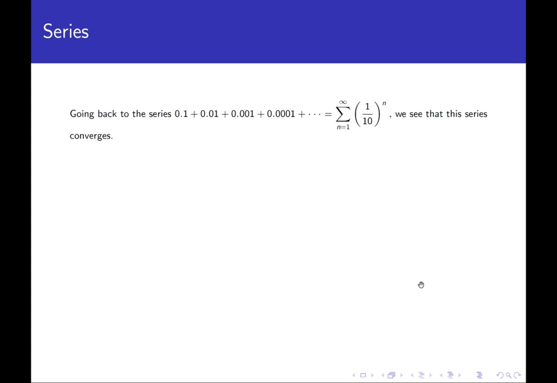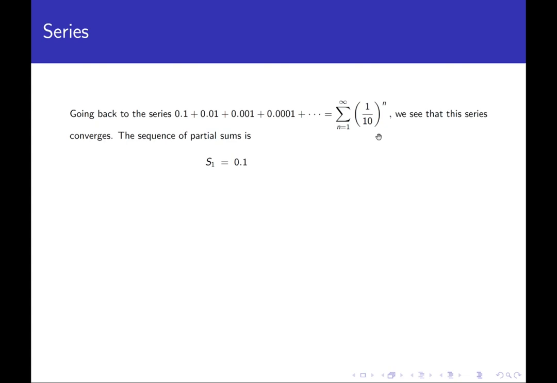Let's go back to that original example. Notice that our first decimal place really is just 1/10. The second one is 1/100th, or 1/10 squared. This one's 1/10 cubed, and so on. So we can write that this particular infinite series converges. It converges to 1/9, because that's how we got the series to begin with. We knew that 1/9 was that repeating decimal.